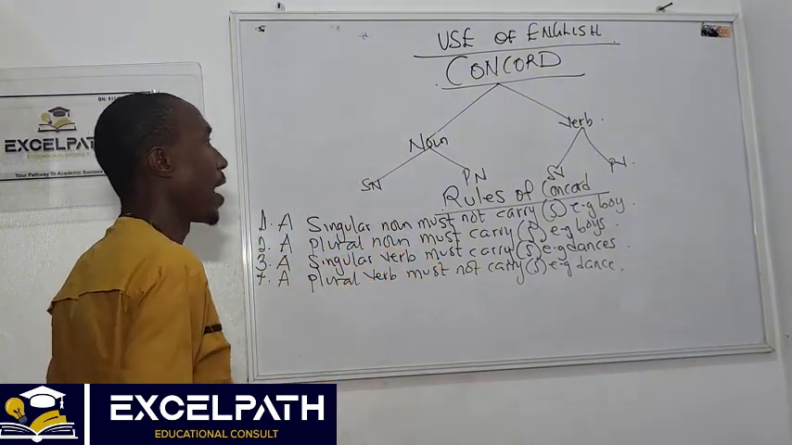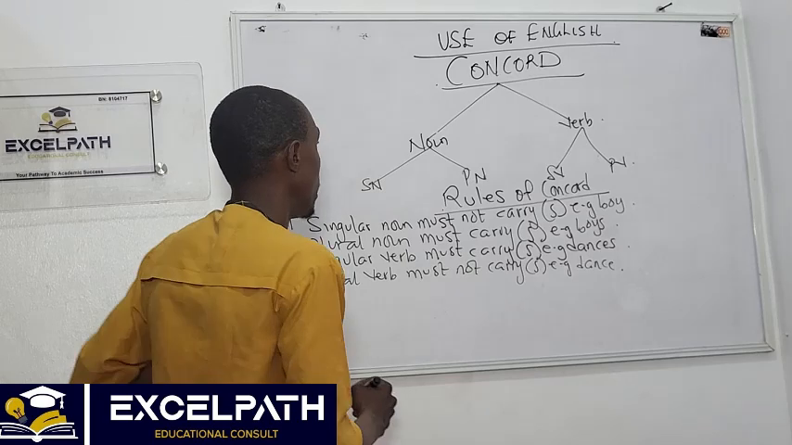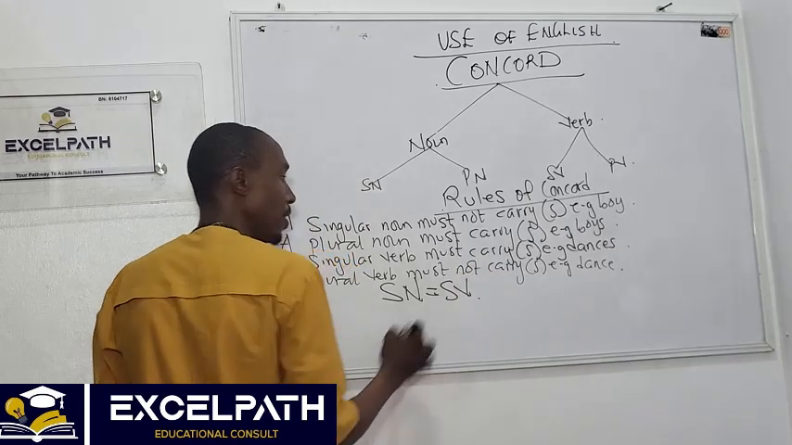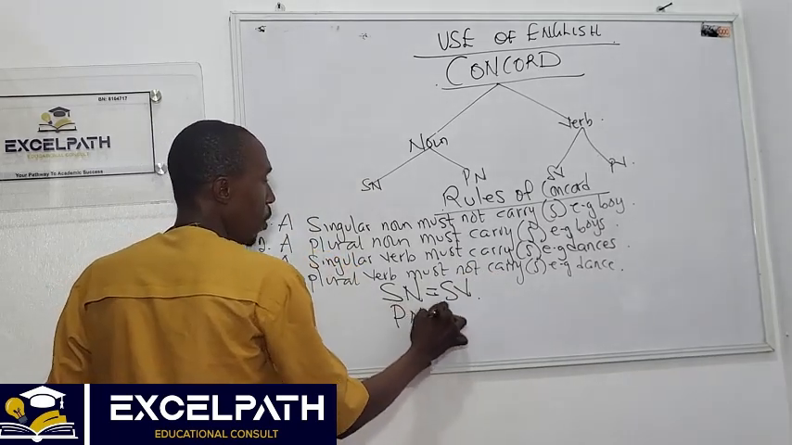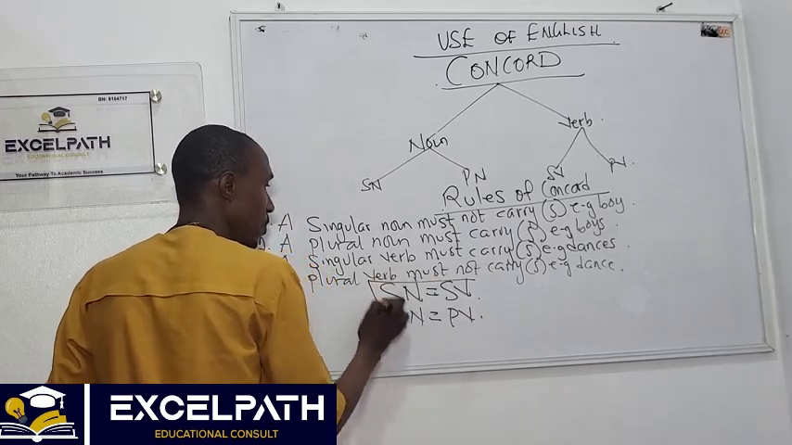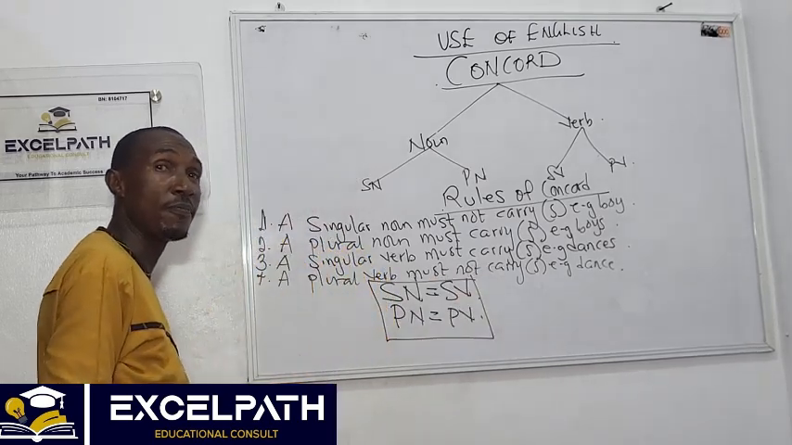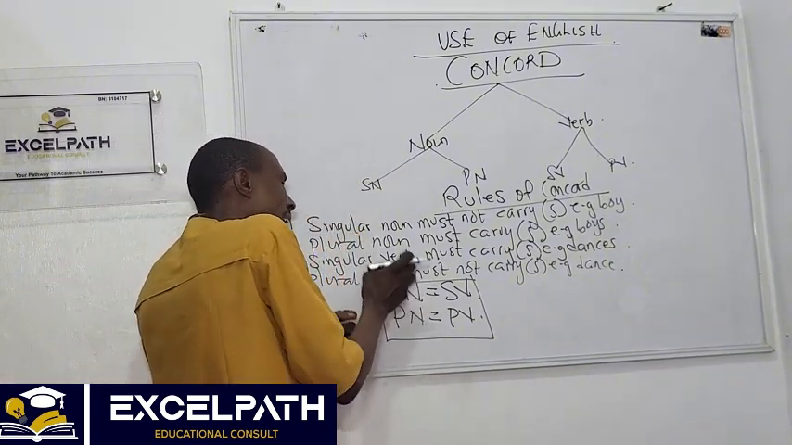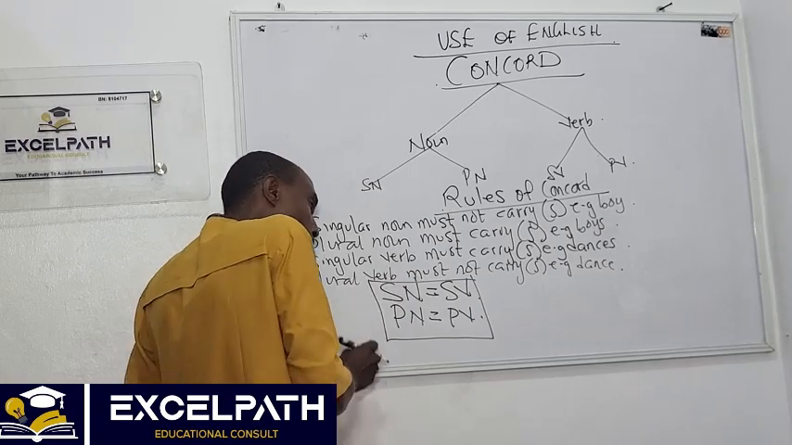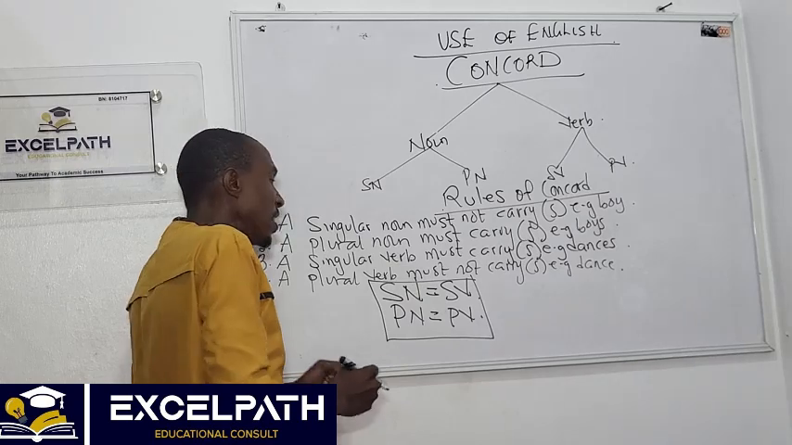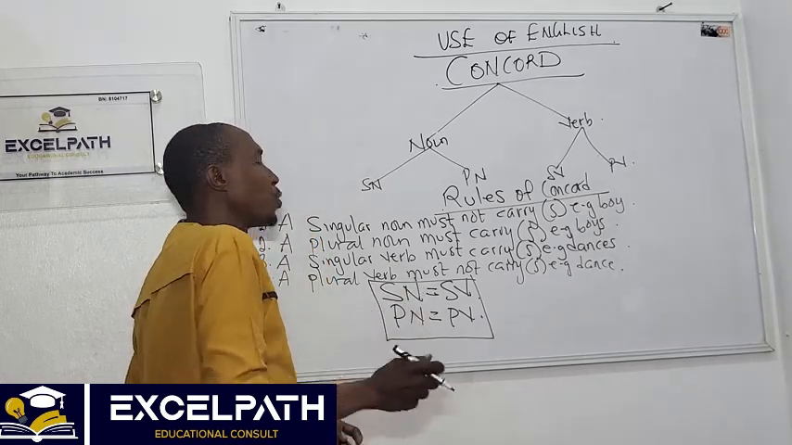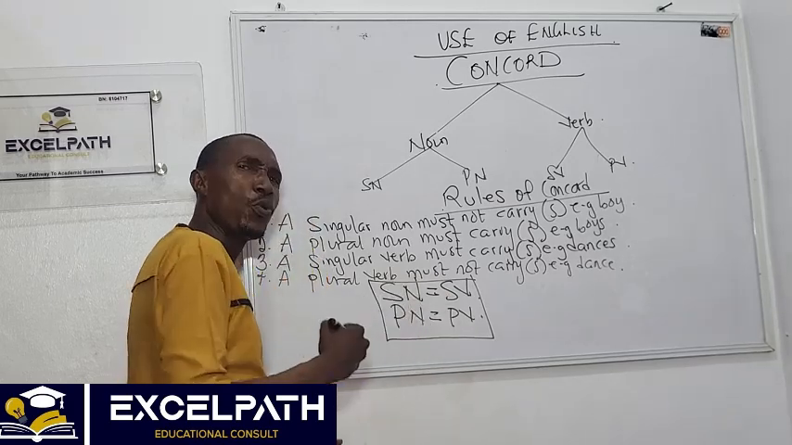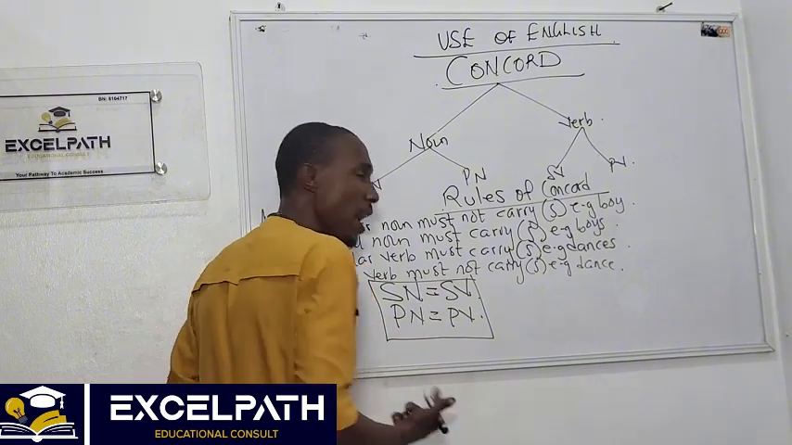Now, where am I going? Look up. Note this, that your SN must always be equal to your SV, and your PN must always be equal to your what? PV. This is all that you need as far as the exam is concerned. So, the problem students have is to identify the singular noun and the plural noun. If you are able to identify singular noun, automatically singular verb must go. If you are able to identify plural noun, automatically plural verb must go.